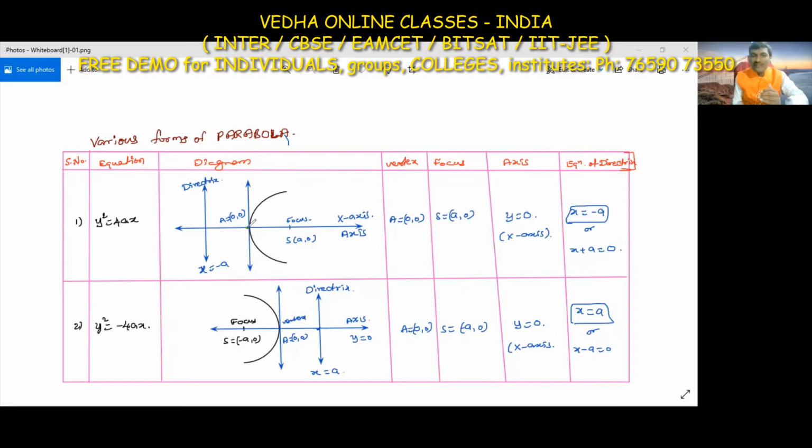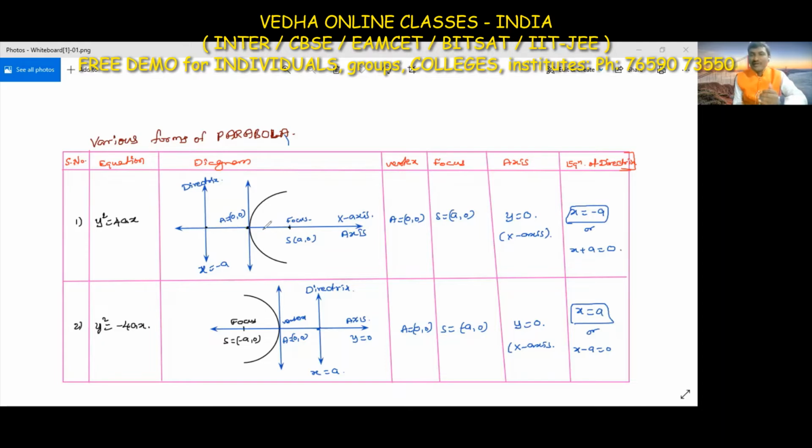This is called the vertex of the parabola. So we have the vertex at 0, 0, the origin. The axis divides the parabola into two parts, and here this is the focus. The distance from focus to vertex and from vertex to directrix are equal, and the distance is equal to a units.